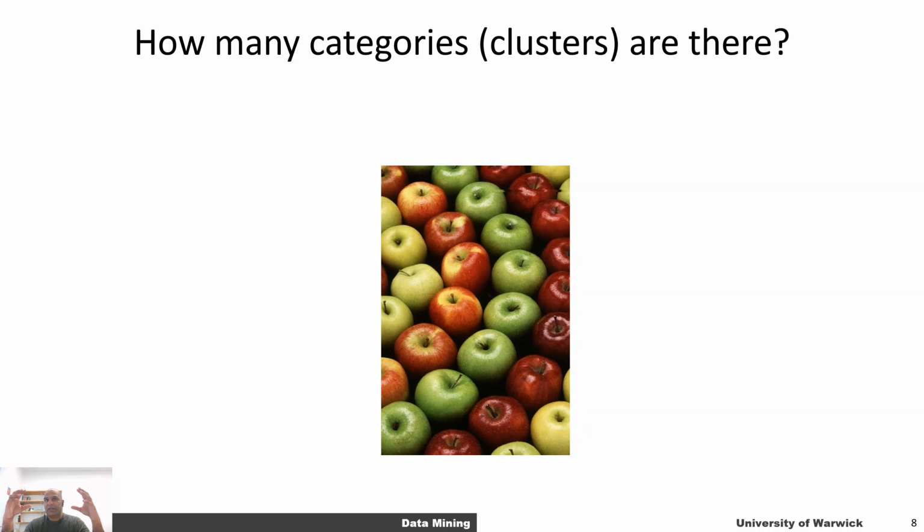Here, what we are doing is we're looking at the data, in this case, the set of apples in front of us, and we are trying to understand it by grouping them together.